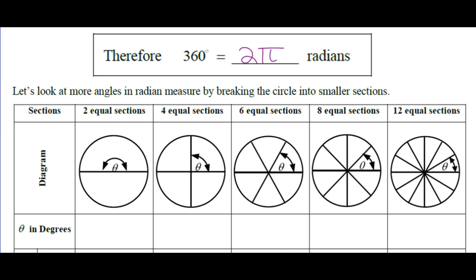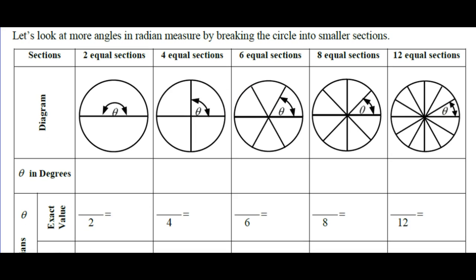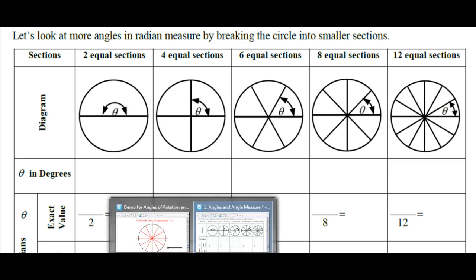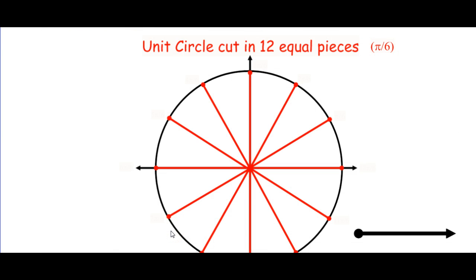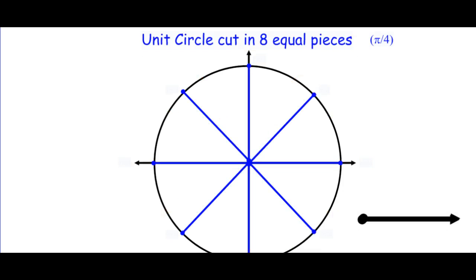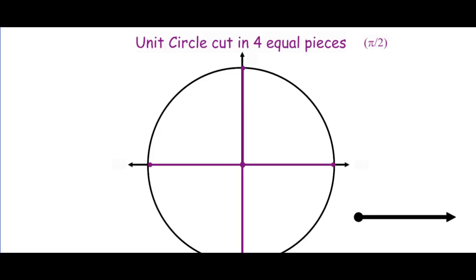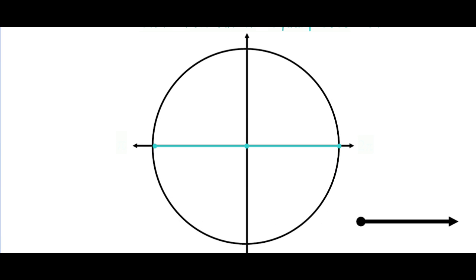Let's look at more angles in radian measure by breaking the circle into smaller sections. Now, I think I have this here. A unit circle cut into 8, 6, 4, 2 equal pieces. Okay, so if we start at 0, right? So it's still 0, I mean, this is 0.